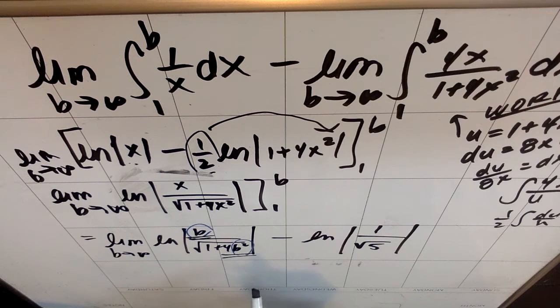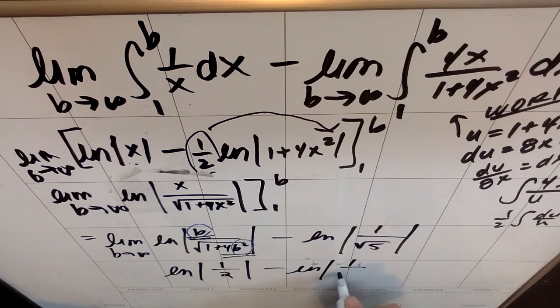So what that's going to look like, as we go to infinity, is that this is going to end up behaving, for all intents and purposes, essentially like a root 4 on the bottom, right? Like a 2, right? So this is going to behave like a natural log of a 1/2 minus a natural log of a 1 over root 5, right?